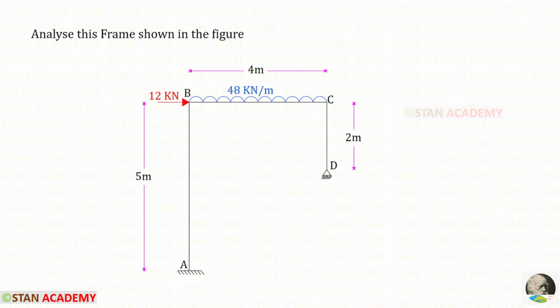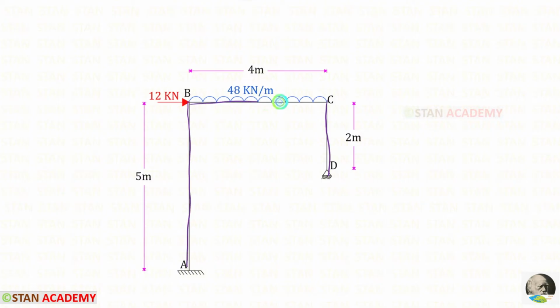Hello everyone. Today we are going to analyze this frame using the strain energy method. In this frame there are two columns, column AB and column CD, and there is a beam BC.